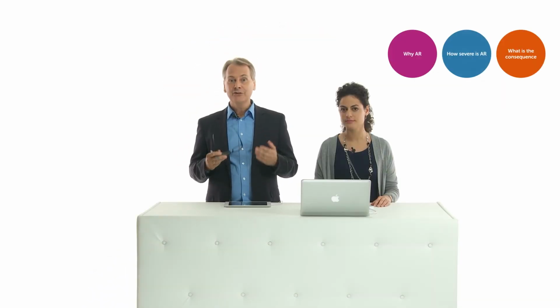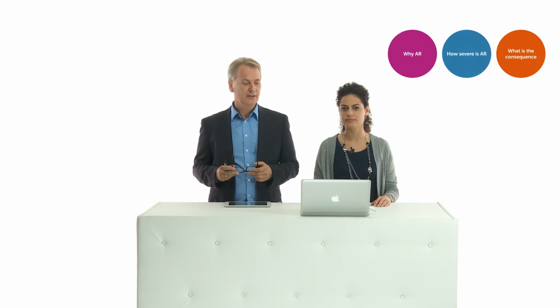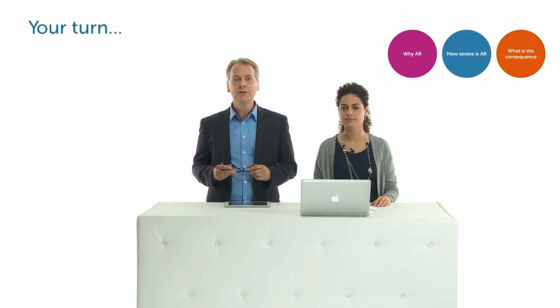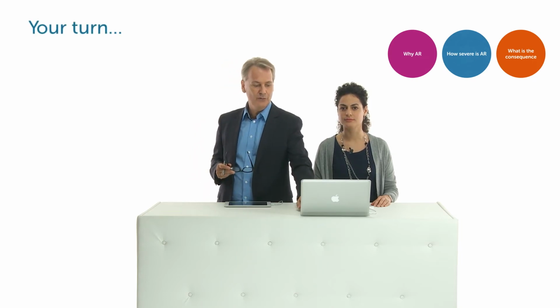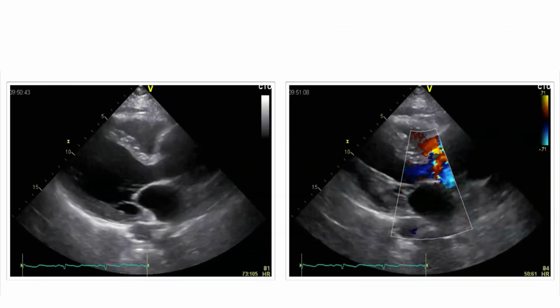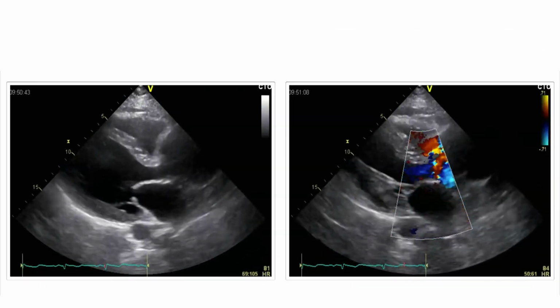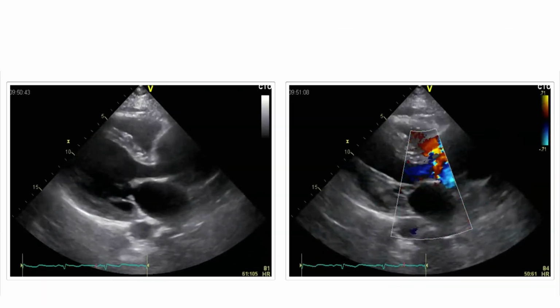Now that we've answered your 3 questions, why does the patient have aortic regurgitation, how severe is AR, and what is the consequence, it's time for you to solve some cases together with us. Here is the first one. Now take a look at these 2 images. Does the patient have aortic regurgitation?